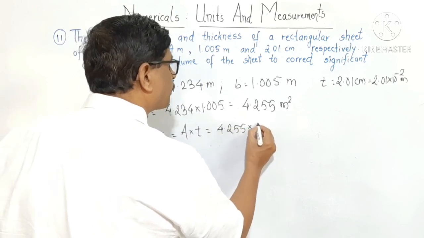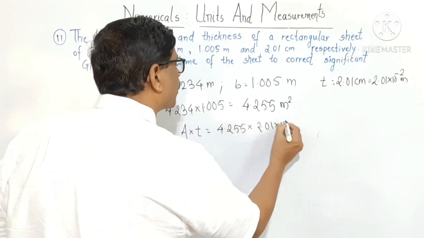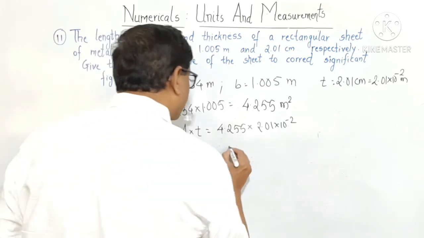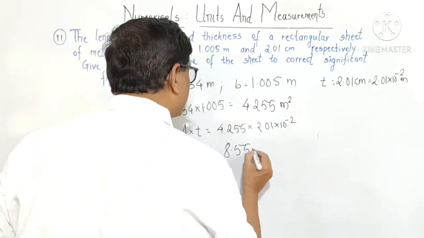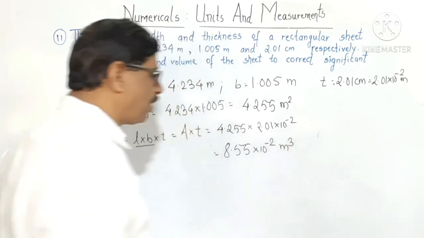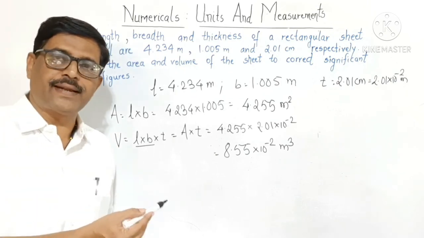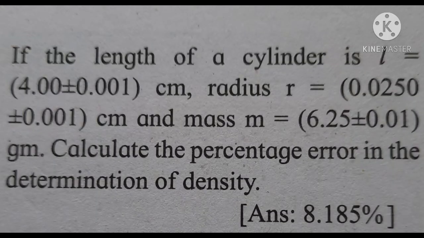Area, just as we have calculated, is 4.255 into thickness is 2.01 into 10 to the power of minus 2, and it comes out to be equal to 8.55 into 10 to the power of minus 2 meter cube. As it is volume, it is meter cube. Like this you will get the area and the volume.